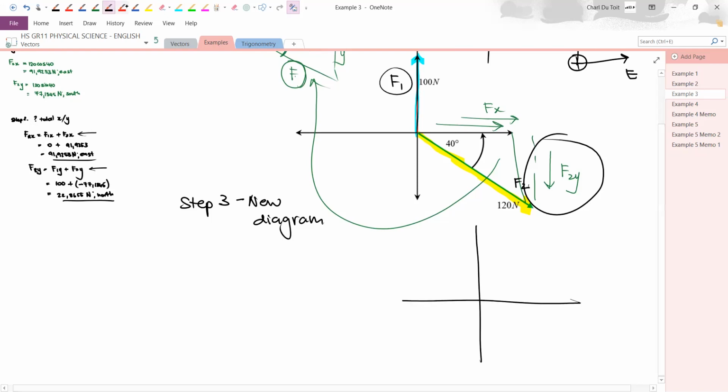And in that new diagram, I'm going to put the total X value in. There is a new X value. I don't know if you can see that red. That's red. Yes. And that was, pardon? Yeah, I can see it. That was 91,9258 newtons to the east. And then I'm going to put my total.